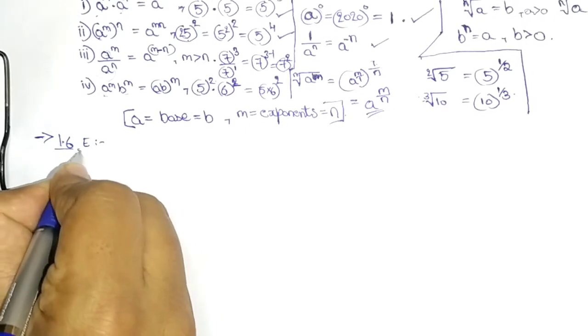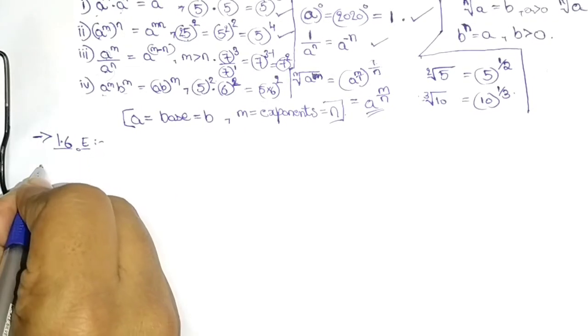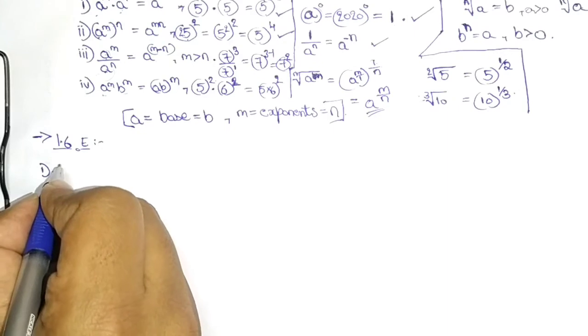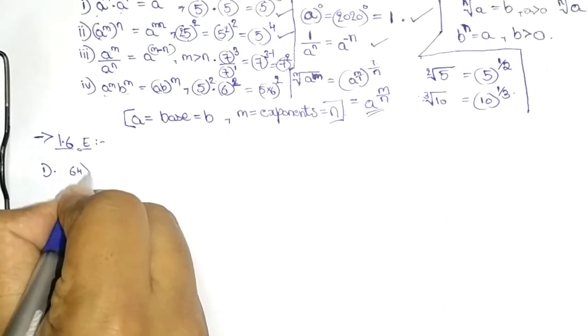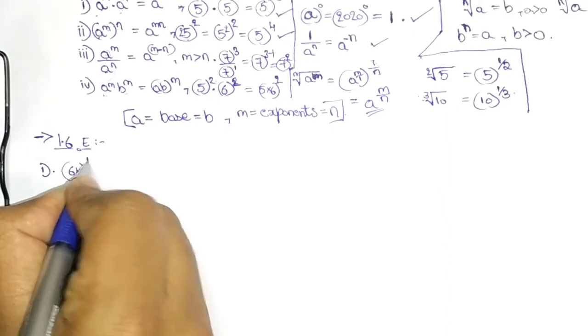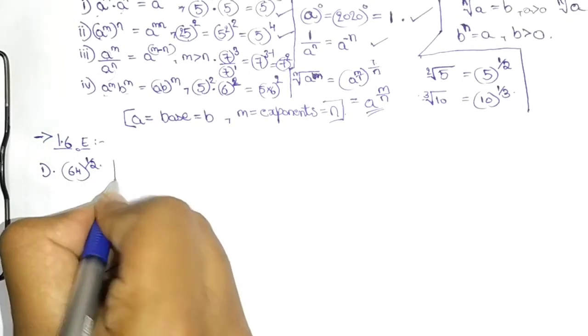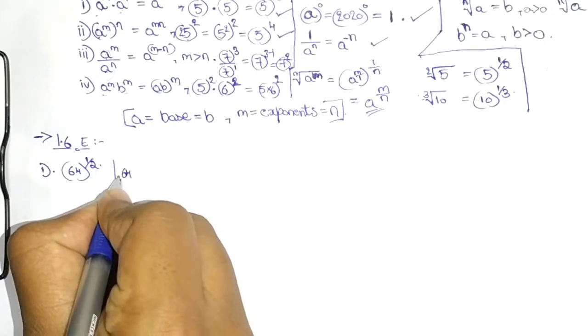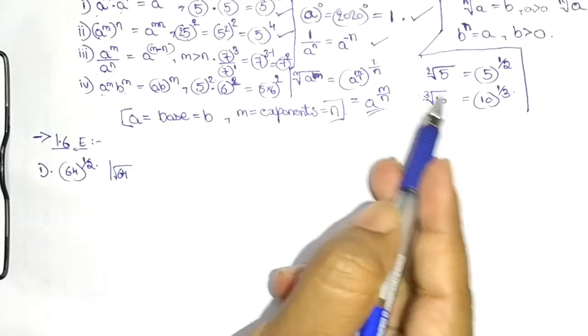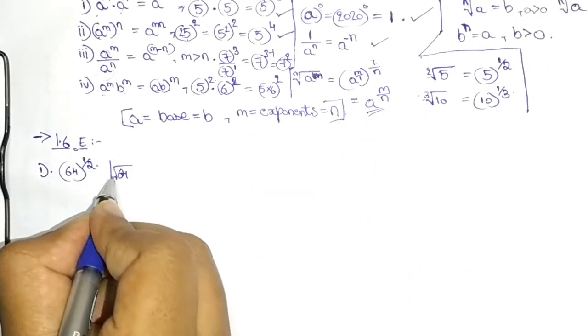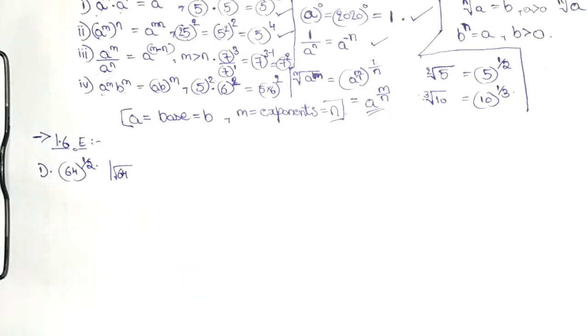Exercise problems. First question is 64 to the power of half. This question is nothing but the square root of 64. If you know what the square root of 64 is, you can directly write it as 8. Why? Because the square root of 64 is 8. 8 into 8 is 64.